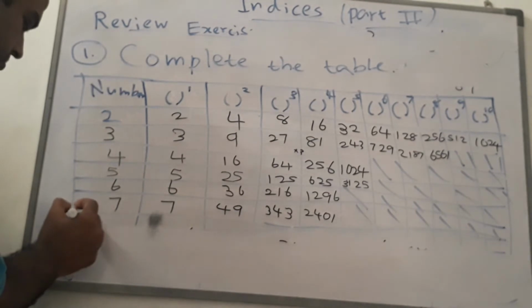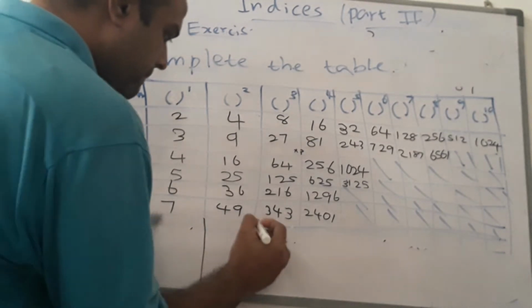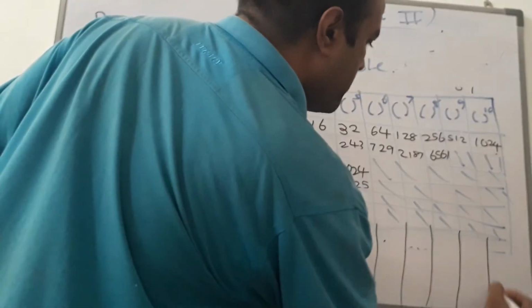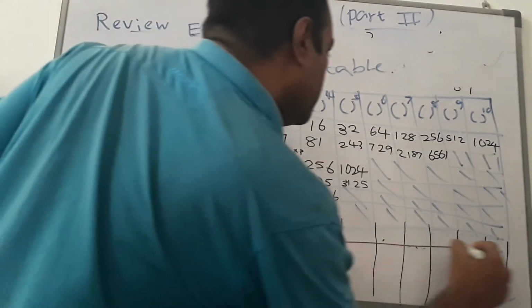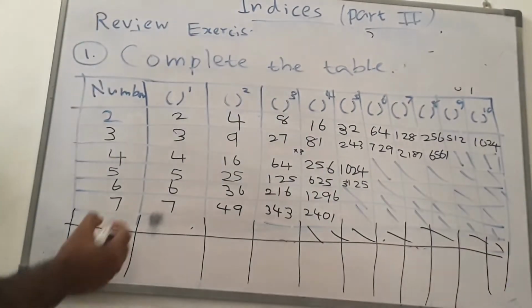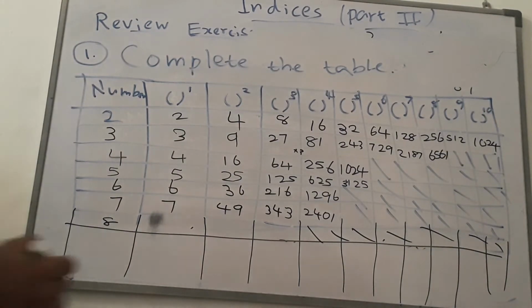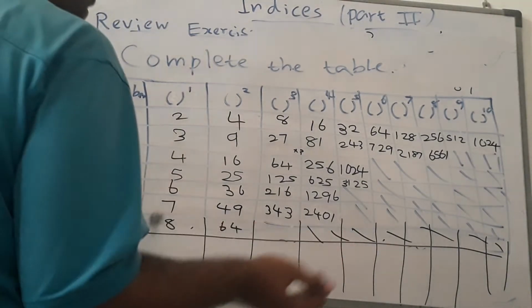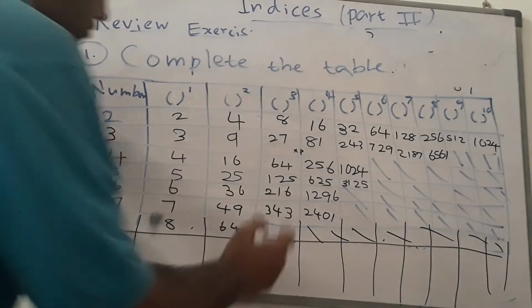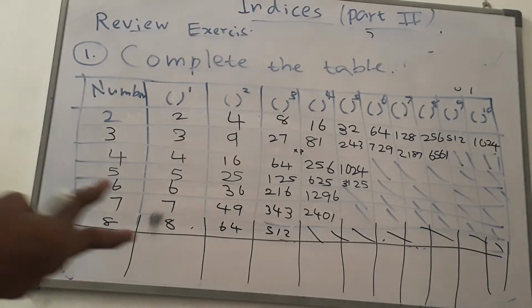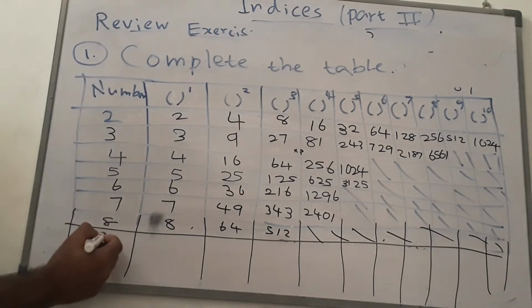Next figure is 8, and we want to check up to 8 to the power 3. 8 to the power 1 means 8. 8 to the power 2 means 8 times 8, which is equal to 64. 8 to the power 3 means 8 times 8 times 8, or 64 times 8. 64 times 8 means 512. Next is 9.